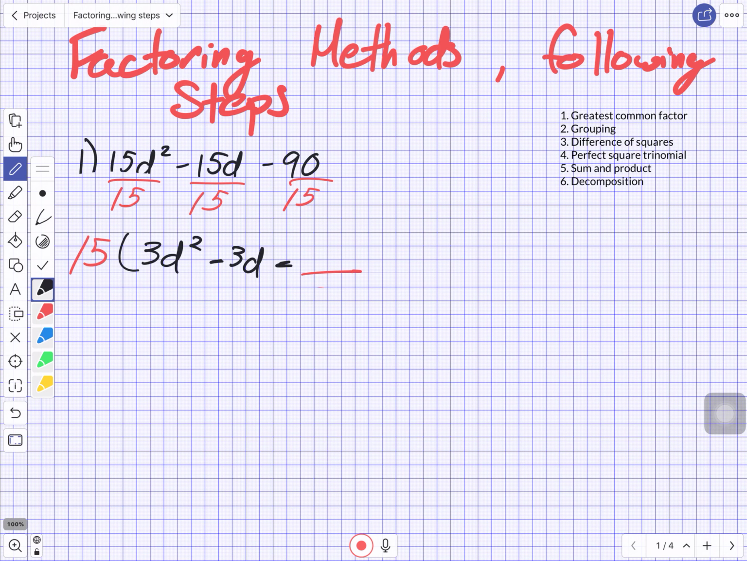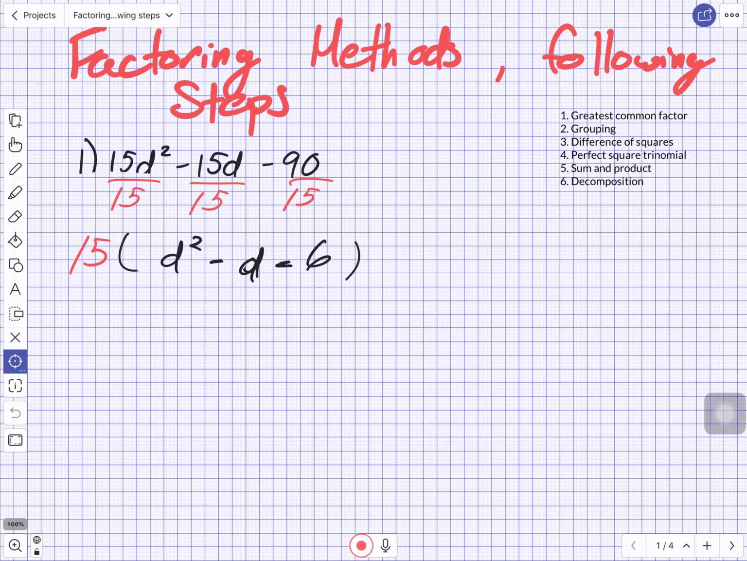Now when we take 15 out, 15 divided by 15 is just a value of 1. And then what's 90 divided by 15? 6? Yeah, 6. Great. Are we done? You don't know? No. Let's go through the next one.